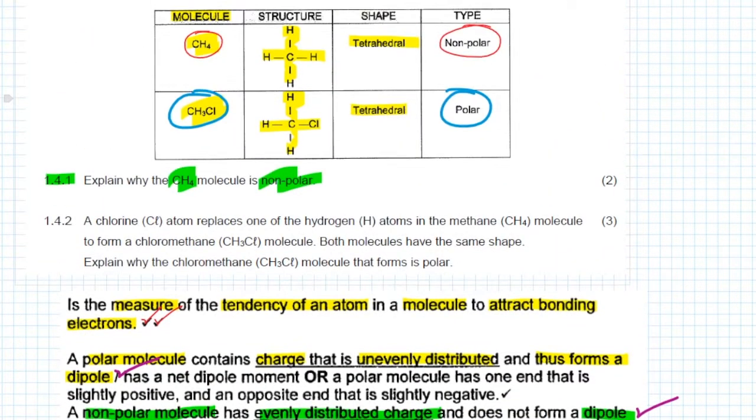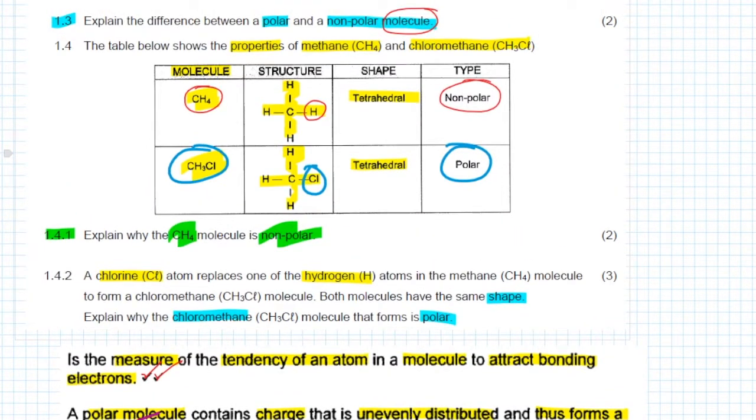Now we can move on to question 1.4.2. It says a chlorine atom replaces the hydrogen atom. If you look over here, there was a hydrogen atom and now it's replaced with chlorine. They say in the methane molecule so that chloromethane forms. Both molecules have the same shape. Explain why the chloromethane molecule that forms is polar.